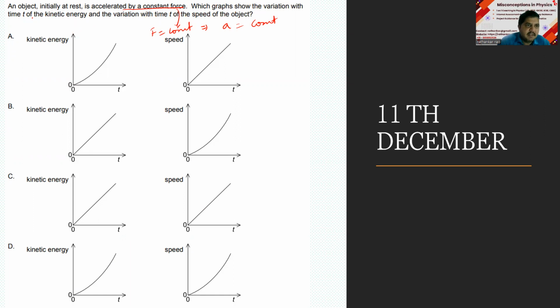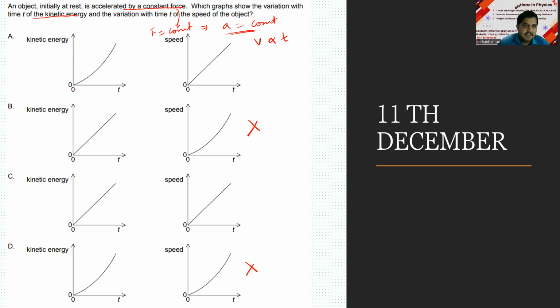When I say kinetic energy, how are kinetic energy and acceleration related? When acceleration is constant, that means velocity is proportional to time, right? If velocity is proportional to time, v versus t should definitely give a straight line. Speed versus time should be a straight line passing through the origin, because if I put t equal to zero, v should be zero. Thus, definitely, this is incorrect. This is also incorrect.